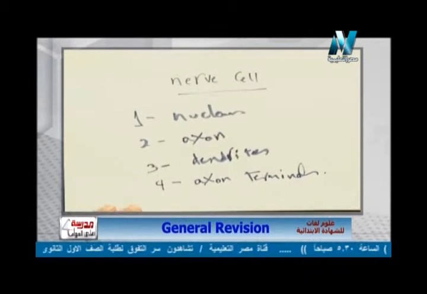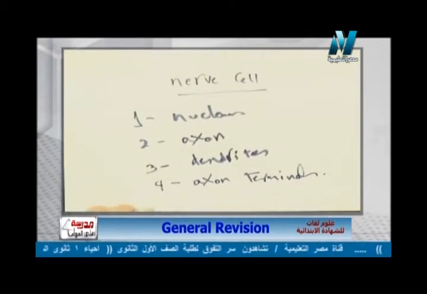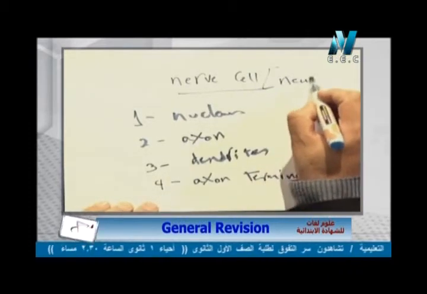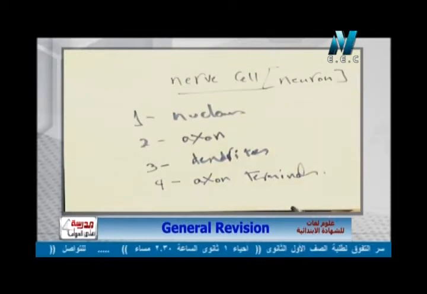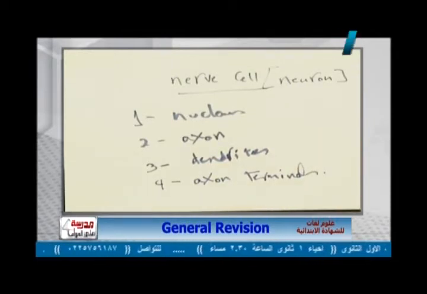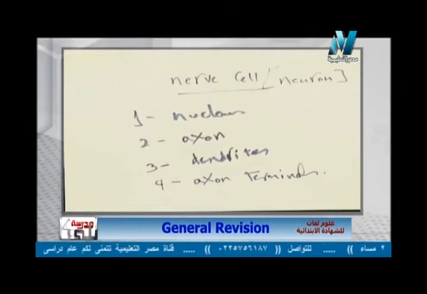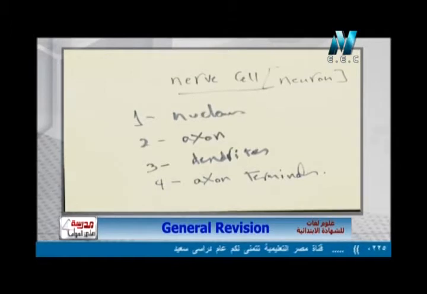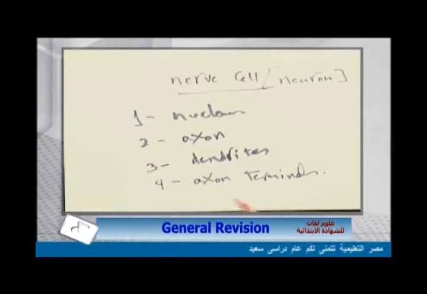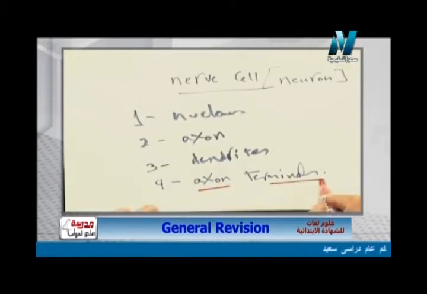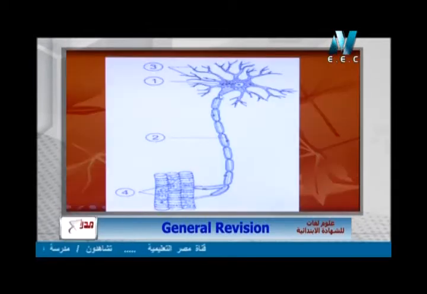So again, in this picture or in this image, I have the nerve cell or the neuron, الخلايا العصبية. Again, the nerve cell or the neuron أو بنسميها الخلايا العصبية. It consists of nucleus number one, axon number two, and dendritis number three, and also the axon terminals at last. So again, I have a picture here for the nerve cell. Let us have the image again.